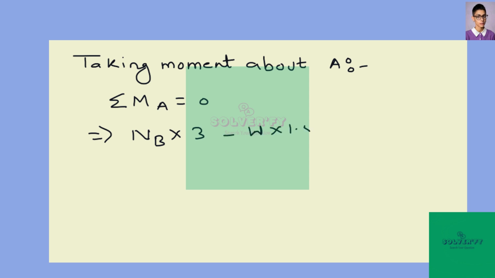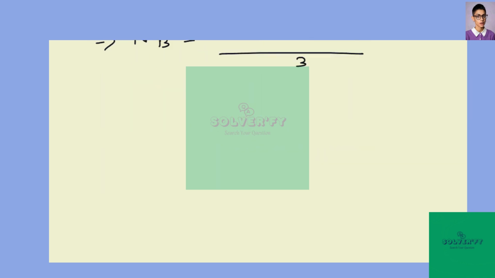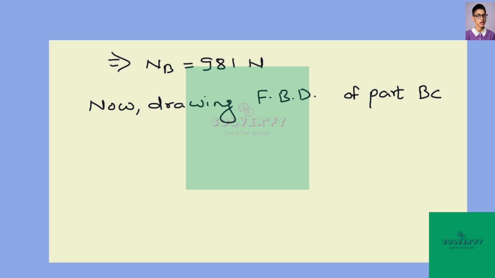NB into 3 minus W into 1.5 is equal to 0. So NB into 3 minus mg into 1.5 is equal to 0. We will write NB is equal to 200 into 9.81 into 1.5 by 3. So NB is equal to 981 Newton.